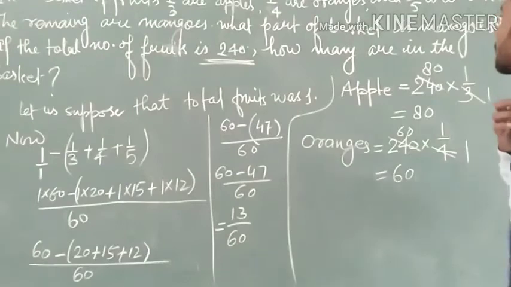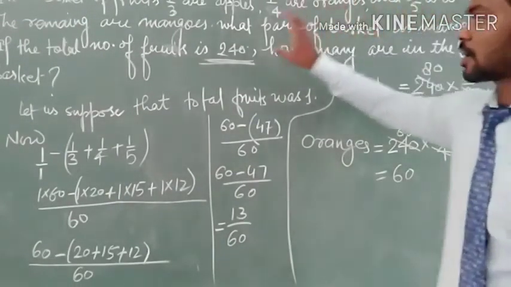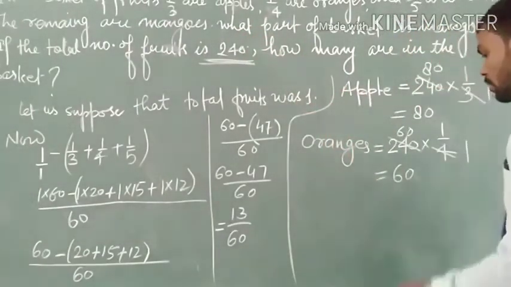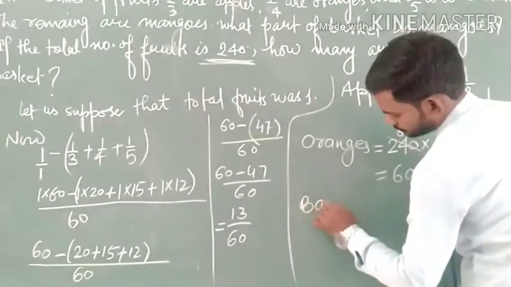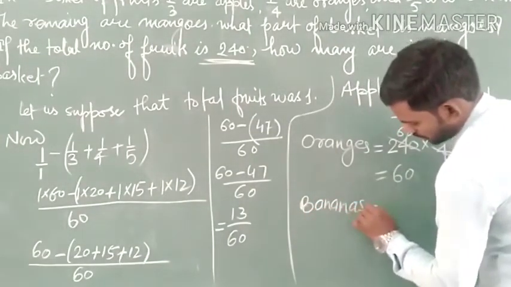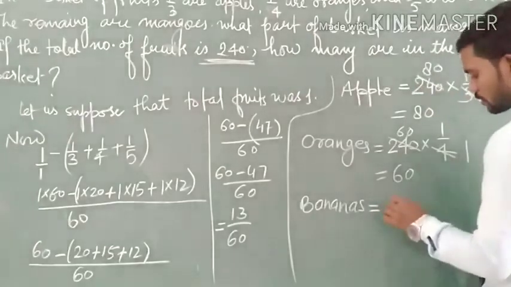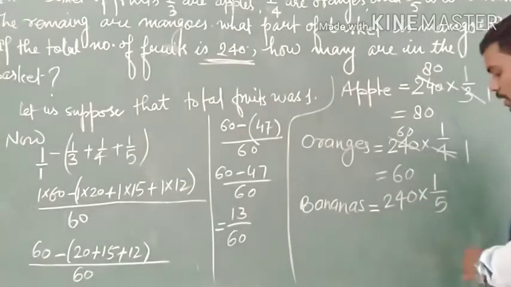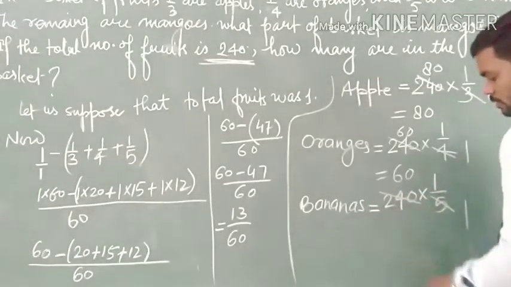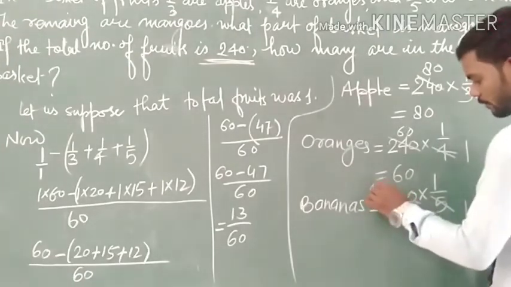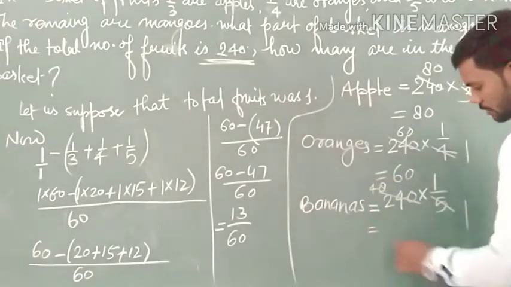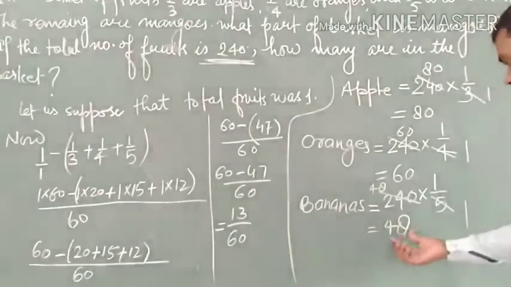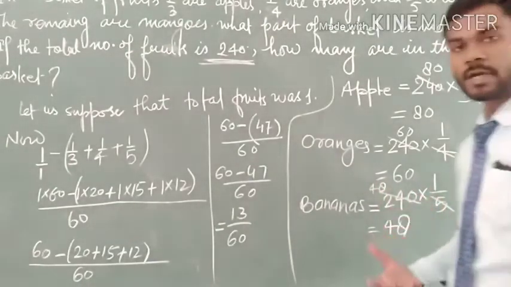Now 1/5 part of 240 is banana. So bananas will equal 240 multiplied by 1/5. Now divide it: 5 1s are 5, 5 4s are 20 and 5 8s are 40. So here we get 48. Okay, 48 represents the number of bananas.